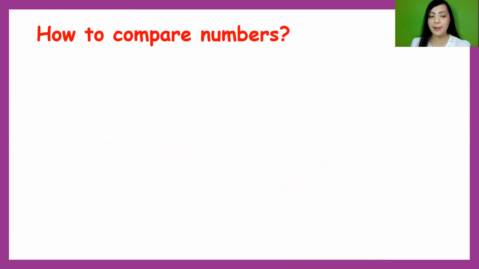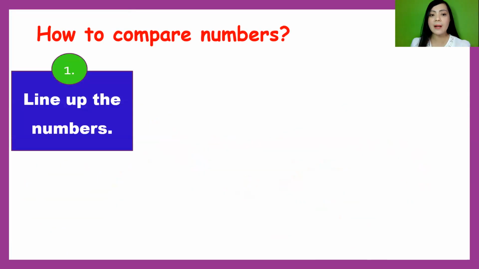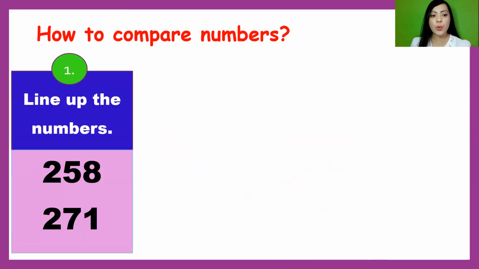How to compare numbers? Number one, line up the numbers. 258, 271. 8 and 1 are lined up in the ones place. 5 and 7 are lined up in the tens place. 2 and 2 are lined up in the hundreds place. Just consider according to their place value. Meaning, you compare numbers by their place value. That's the meaning of line up the numbers.